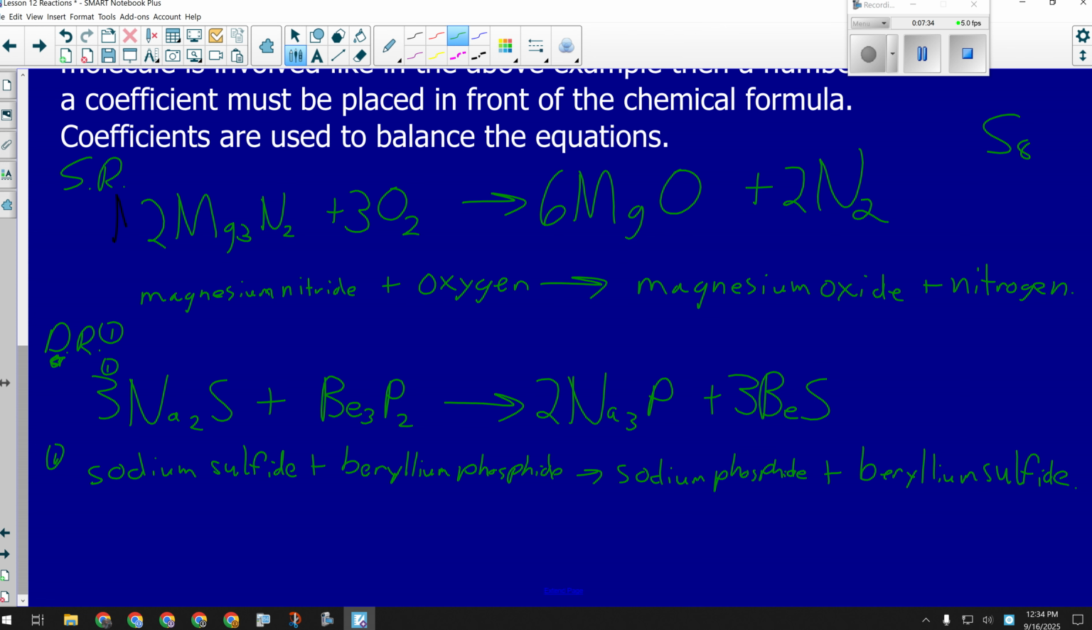When we name it, do we ever need Roman numerals or prefixes? If you had one where Roman numerals were appropriate, they would have to be in there. Absolutely. Prefixes too if you had molecular compounds. Questions on that?